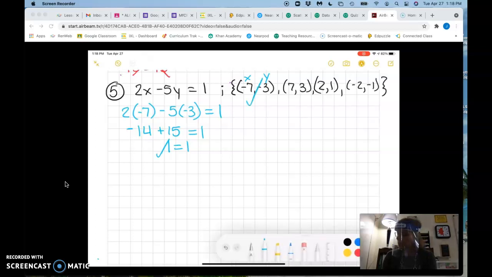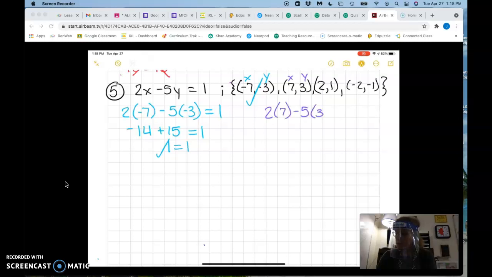Let's go to the next one. So 2 times 7 minus 5 times 3 equals 1. 2 times 7, we just said 14. This time we have minus 15. 14 minus 15 is how much? Negative 1. And does negative 1 equal positive 1? No. So that one doesn't work.